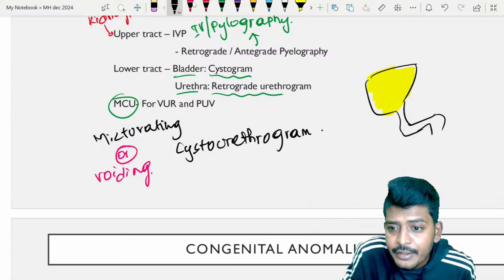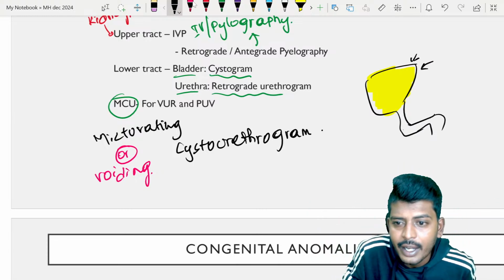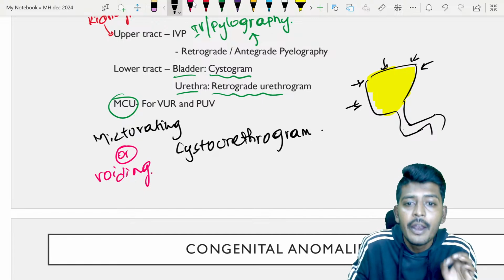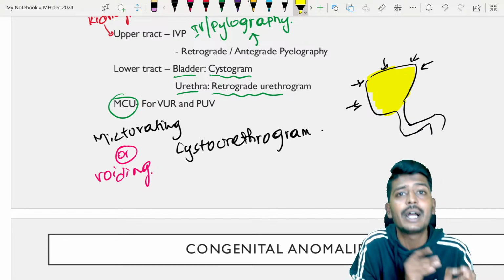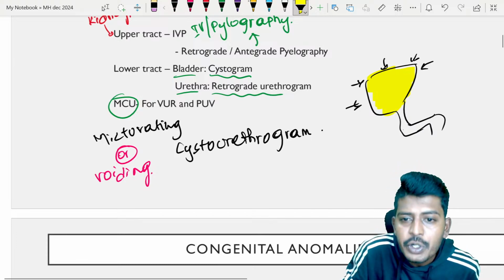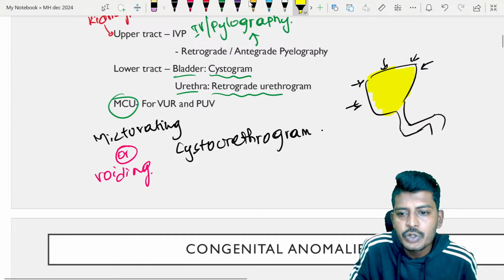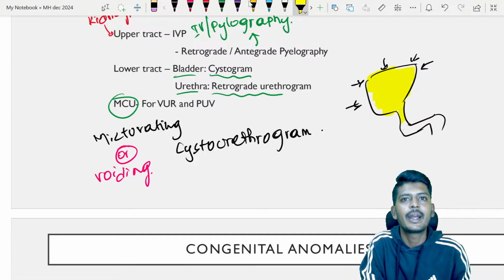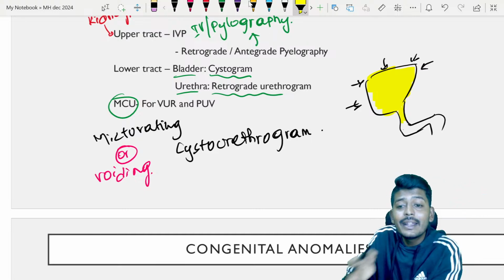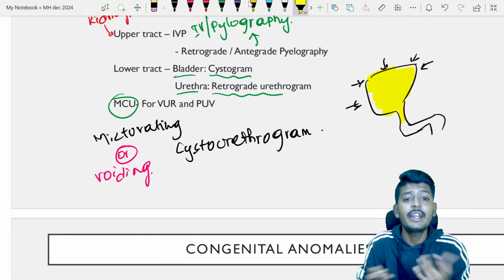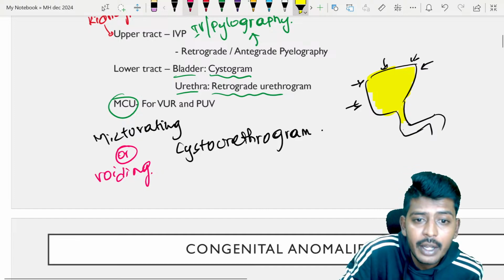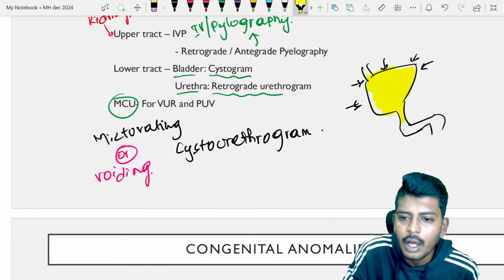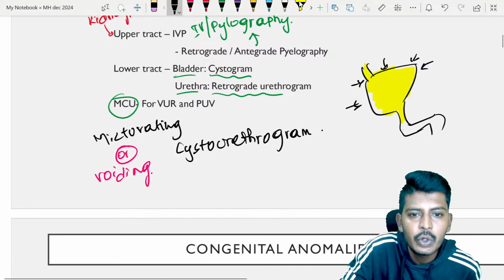As soon as the patient tries to urinate, the bladder will contract. As the bladder contracts, normally in a healthy individual, what should happen to the contrast? The contrast should shoot down and come into the urethra, because it is moving in the direction of urinary flow. But instead, in some patients, the contrast goes into the ureters.